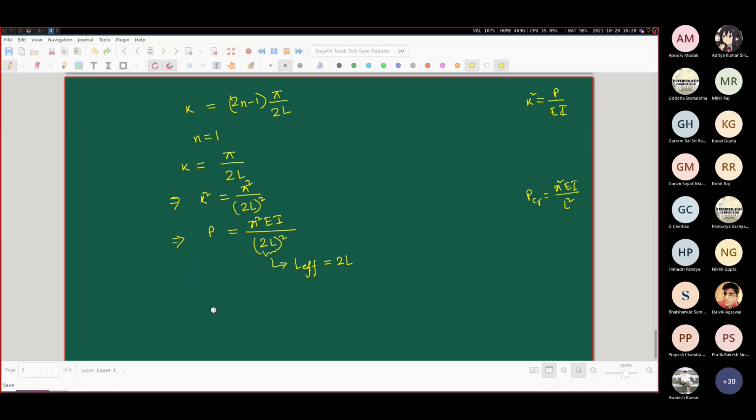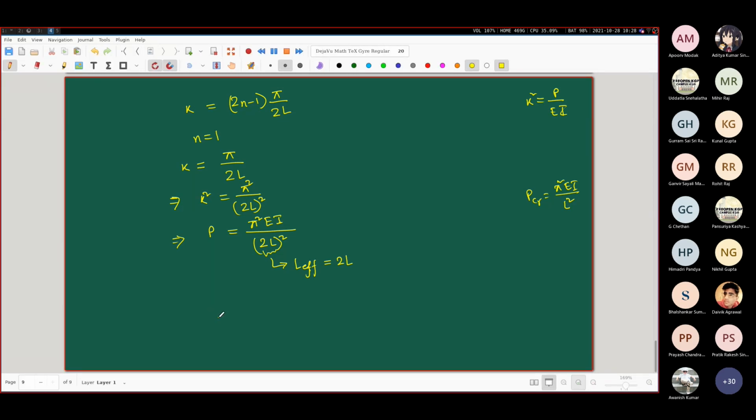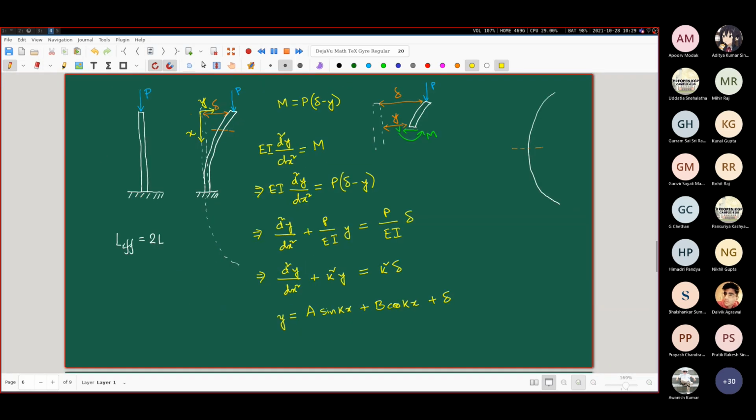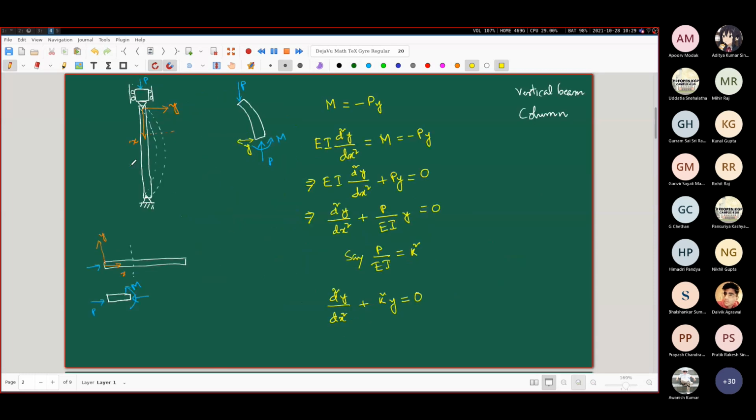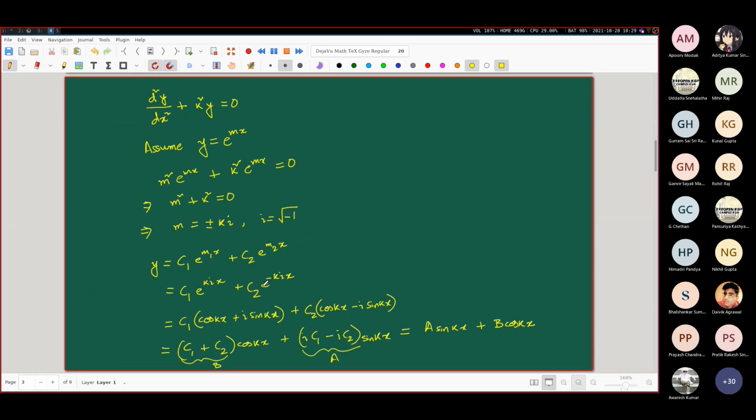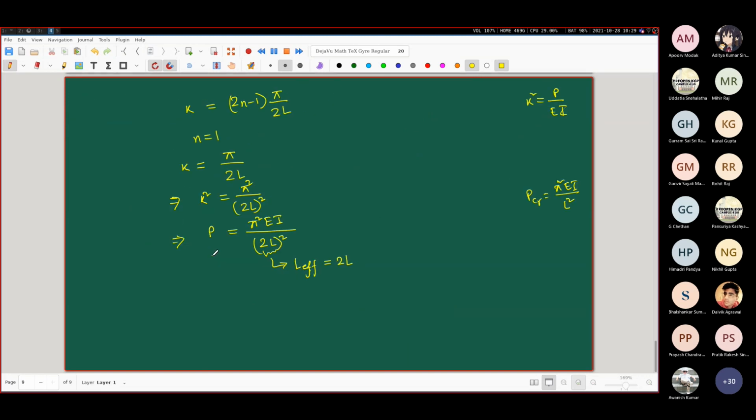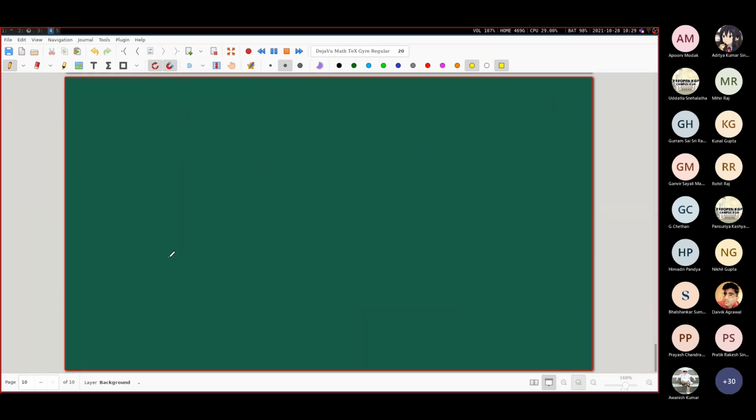I want to take up other cases also. So this was one case. Let's say this is case number 2. This is our case number 1, the pin case. Let's take another case.